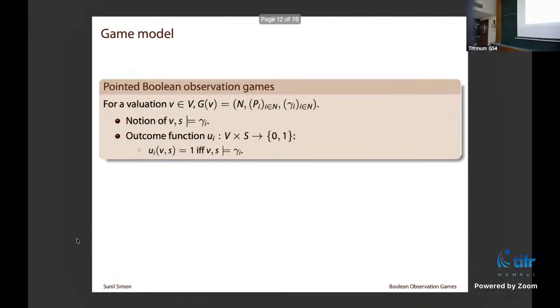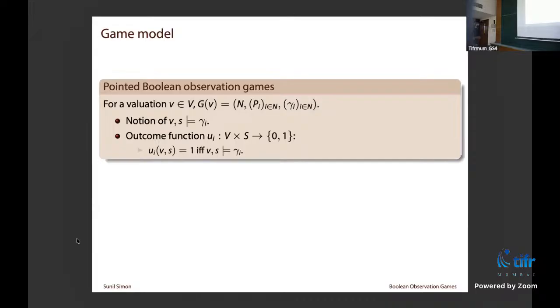Okay, so this is the kind of game that we are looking at. You have a set of players, you have these propositions which are partitioned among these players, and we have some logical language. I'll formally define what this language is. You have some formulas which specify the goal. These are formulas from some logical language.